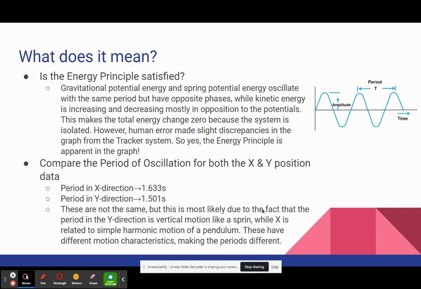And then finally, we compare the period of oscillation for both the x and y position data. So the period in the x direction that I calculated was 1.633 seconds, and the period in the y direction was 1.501 seconds. And these are not the same, but this is most likely due to the fact that the y direction is vertical motion, like a spring. Well, it is a spring, but x is related to the simple harmonic motion of a pendulum, so these have different motion characteristics, which make the periods different.